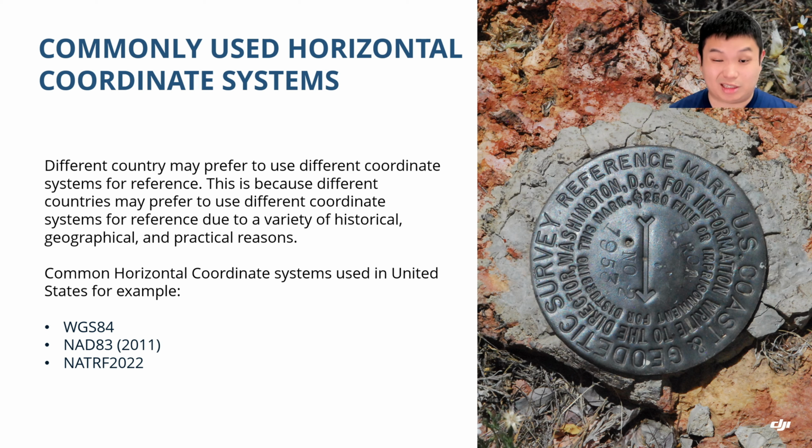The first one would be WGS 84, which is on a global scale and applies not only to the United States but other regions as well. NAD 83 is a horizontal reference frame that focuses more on North America. And you also have NATRF 2022, which is meant to replace NAD 83 in the future.